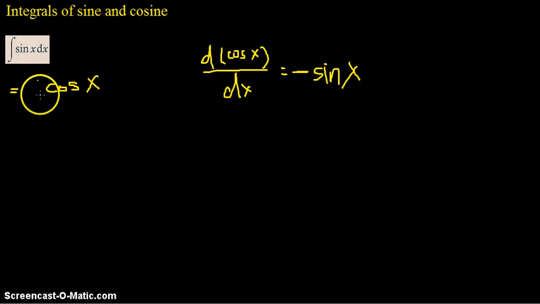But over here, I'm trying to find something that when I differentiate it, I get sine x, which means I will have to put a negative in the front, so that this negative here cancels out with that negative there when I differentiate it. Make sense? Okay, so that's it. And don't forget to add that constant at the back.